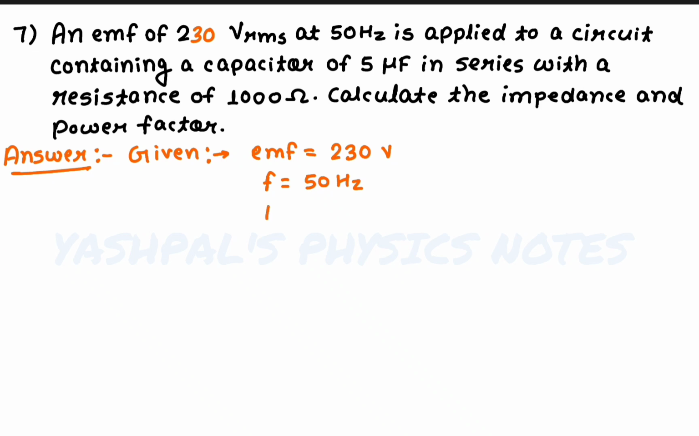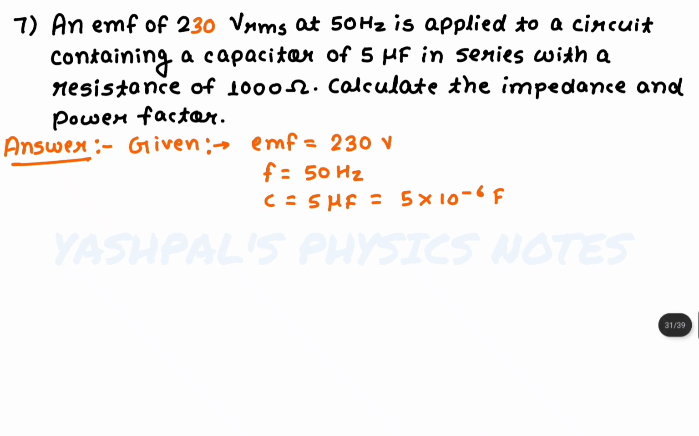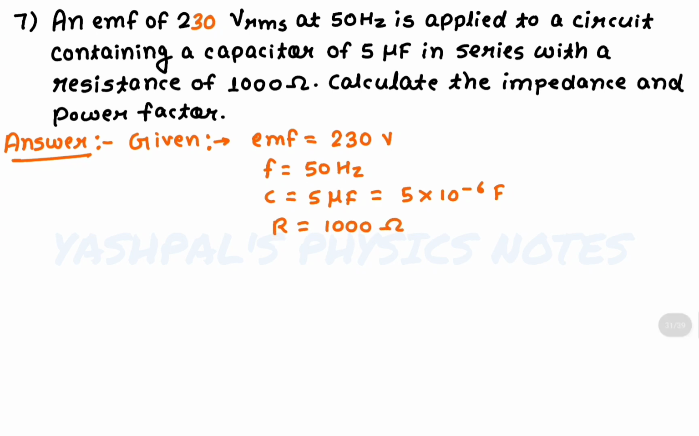Then resistance. Okay, wait. First capacitor is given. So capacitance is given as 5 microfarad. We have to convert it into a farad: 5 into 10 to the power minus 6 farad. Then resistance is given as 1000 ohm. Now the circuit is RC circuit.